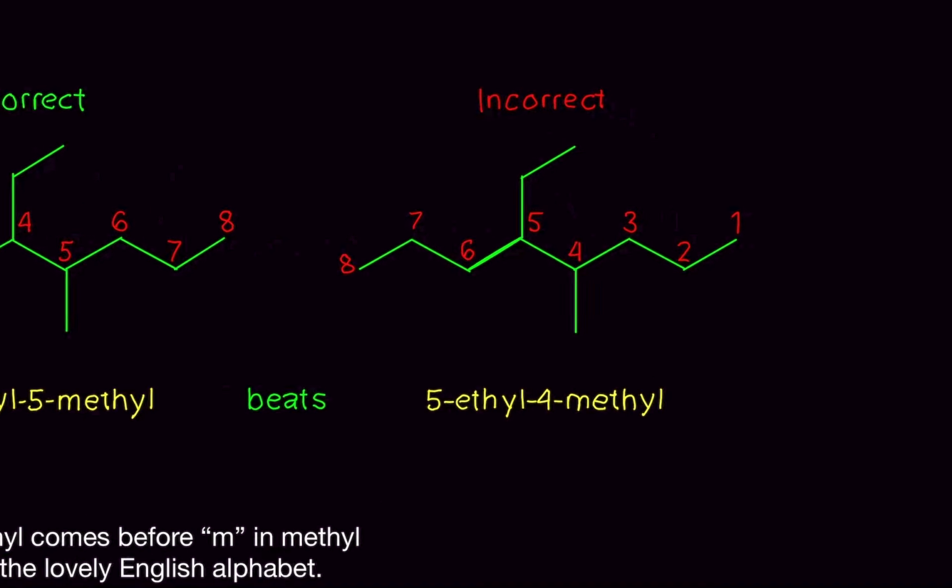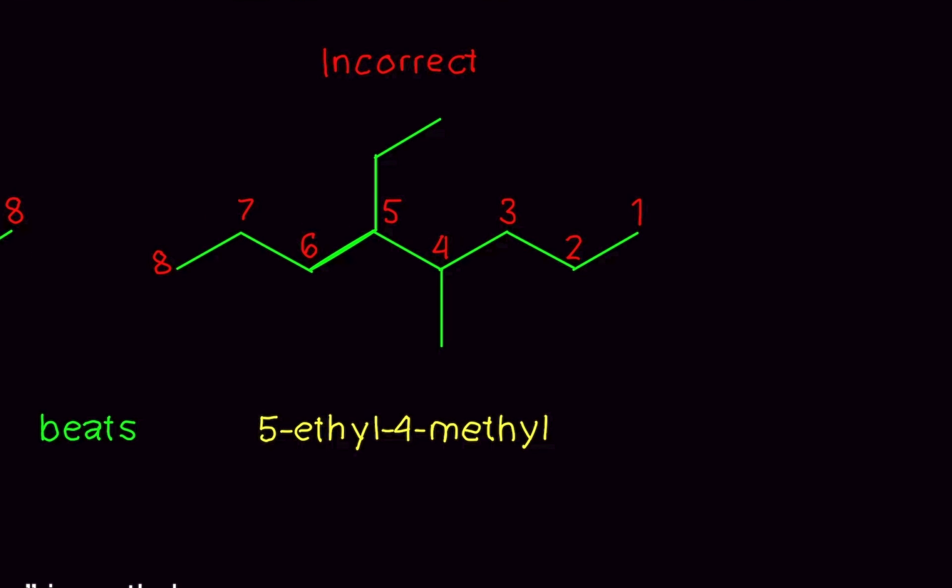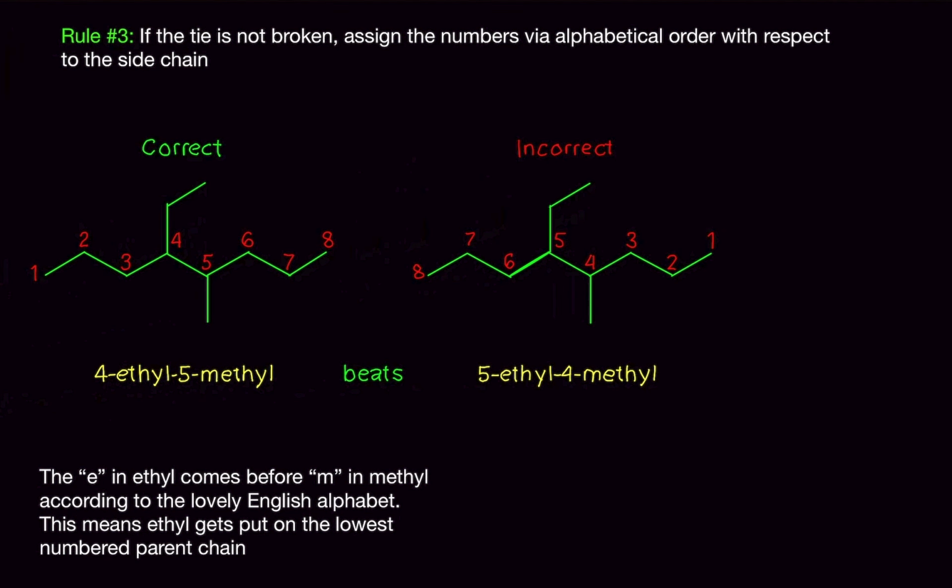The reason this is incorrect is because we have the methyl group on carbon number 4. That's cool, but the ethyl group is on carbon number 5. The E in ethyl comes before M in the alphabet. So ethyl must be on the lowest carbon number possible. So we're going to number this from left to right.